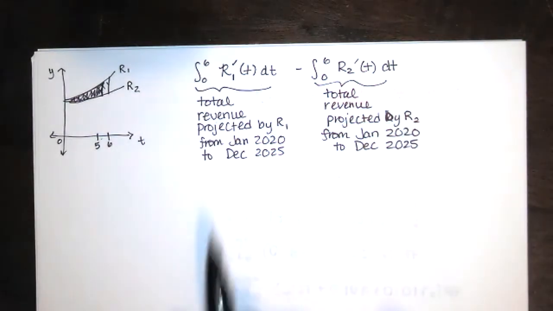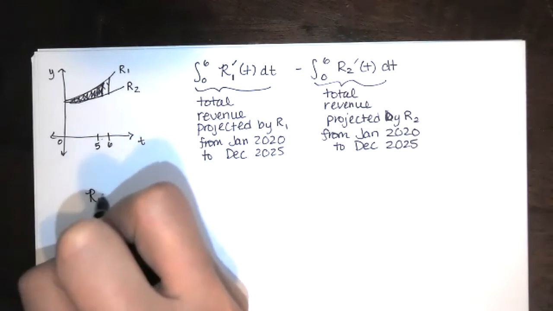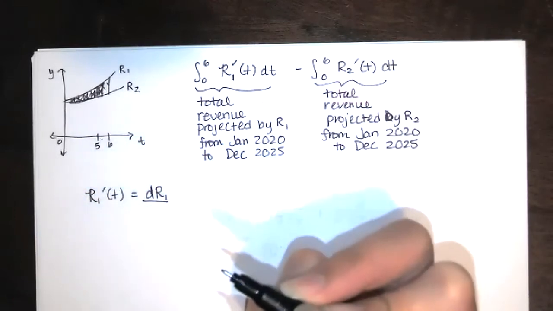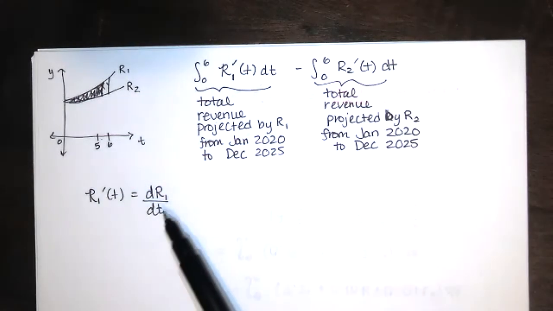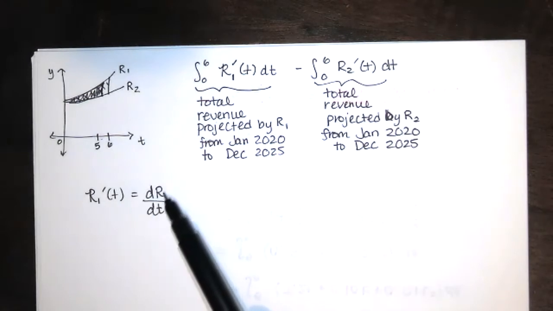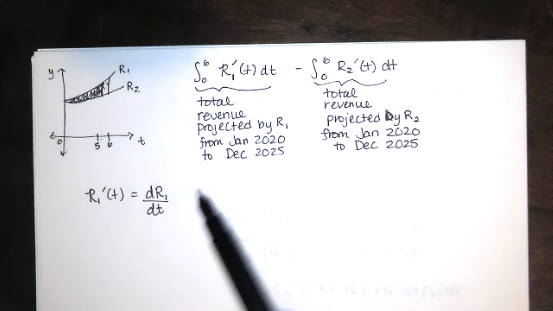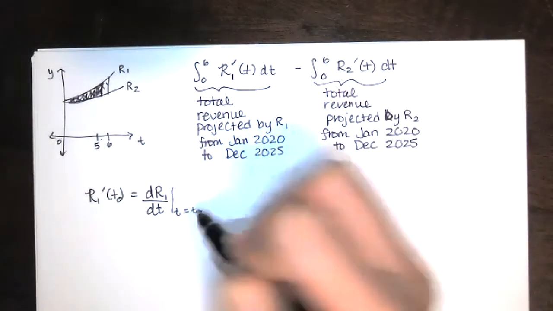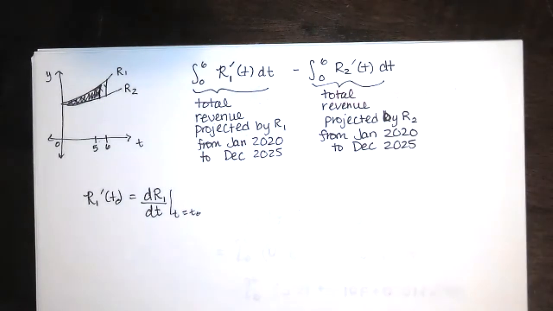And if you're saying to yourself, why the prime? Let's think about it. R sub 1 prime is the instantaneous change in the revenue with respect to time. So this is telling me how much my revenue is increasing per unit time at a particular time. If I plug in t naught here, then it's going to tell me that instantaneous rate of change at t equals t naught.